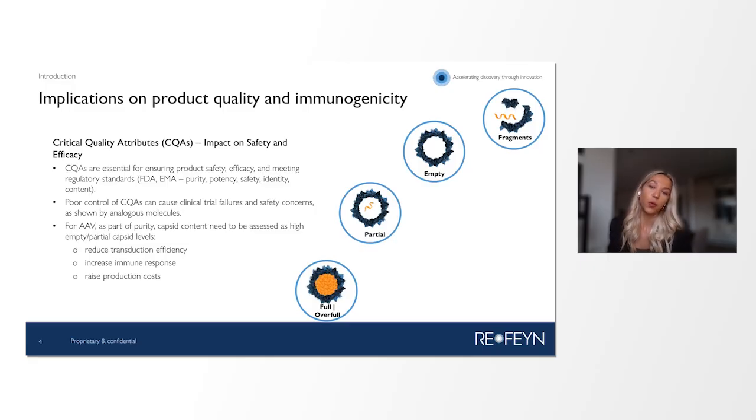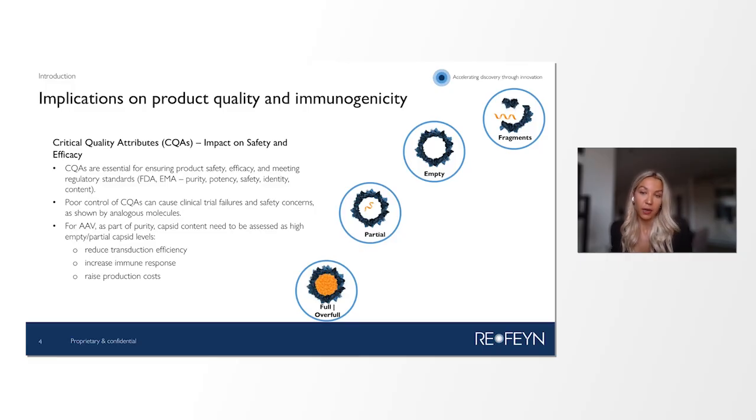For AAVs, one of the critical quality attributes that is clearly defined is purity, and as part of the purity, we measure capsid content, or the ratio of empty capsids that do not contain DNA material, partial capsids that contain truncated DNA, and full capsids, which is our target and what we want to see, capsids that contain genetic payload.